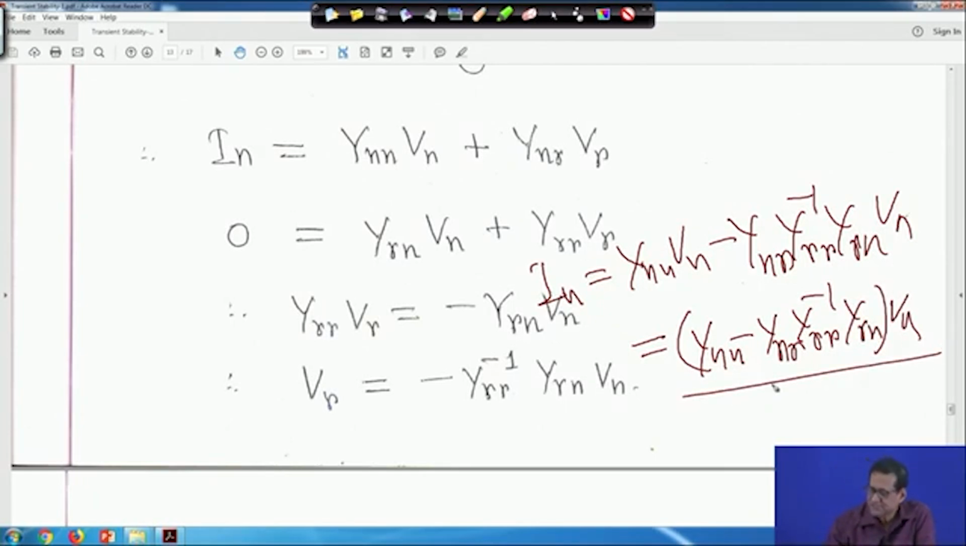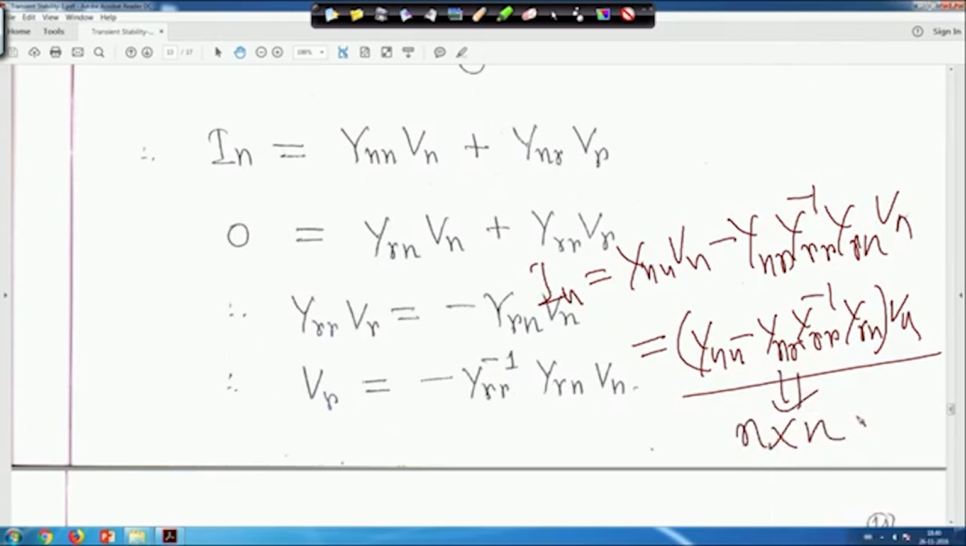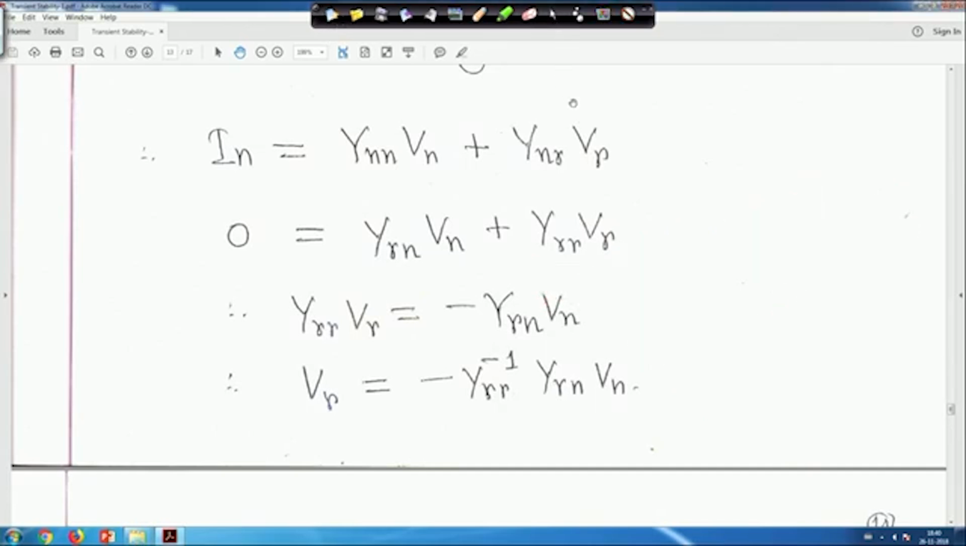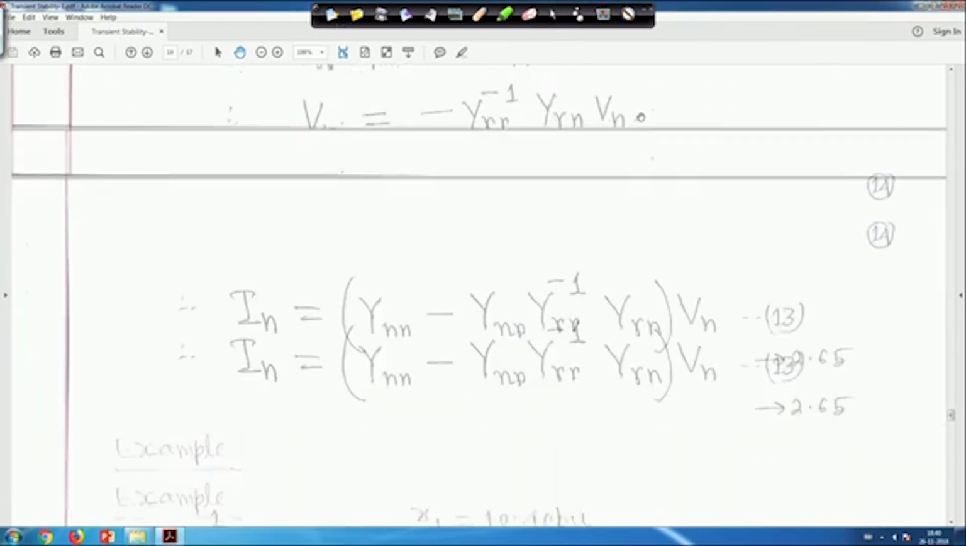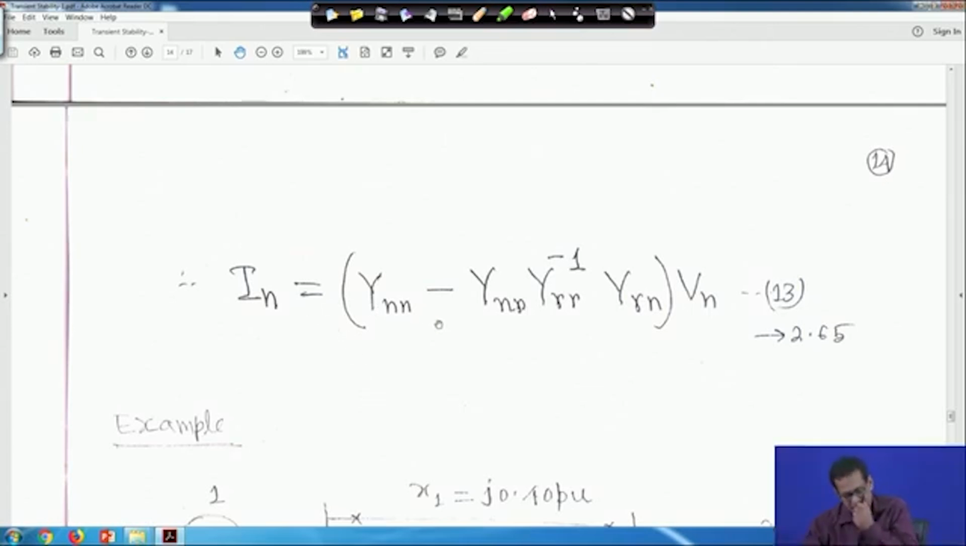So this matrix actually reduces to an n into n matrix, I mean the number of generators is n, so it will be an n into n matrix. That is why here we are writing, if you substitute you will get I n equals Y n n, whatever I showed, minus Y n r, Y r r inverse, Y r n into V n. This is equation 13.